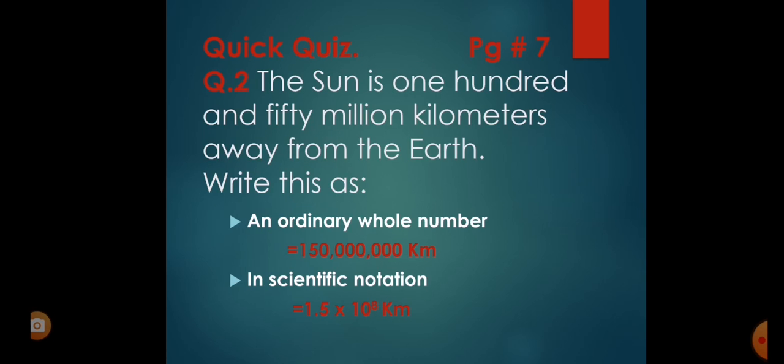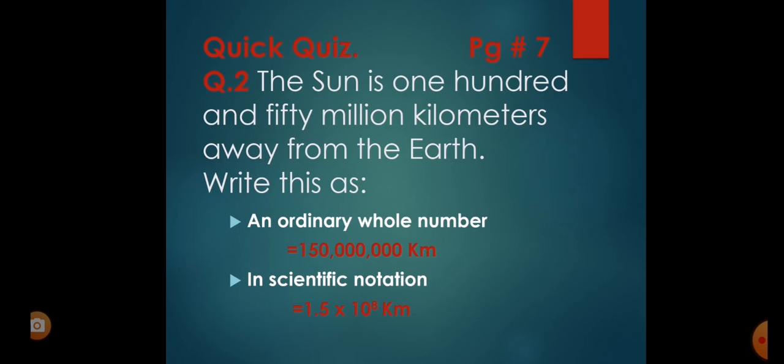Now come to the exercise questions. Quick quiz at page number 7 is given related to scientific notation. Question number 2 is about the sun, which is 150 million kilometers away from the earth. Write this as, first part A, an ordinary whole number, and other part B, in scientific notation. 150 you will write as is, and millions kilometers: due to the millions, you have to put 6 zeros with it. Kilometers you will write as km.